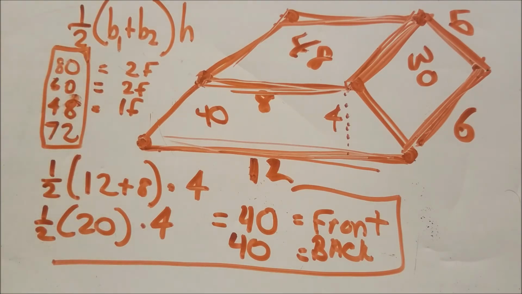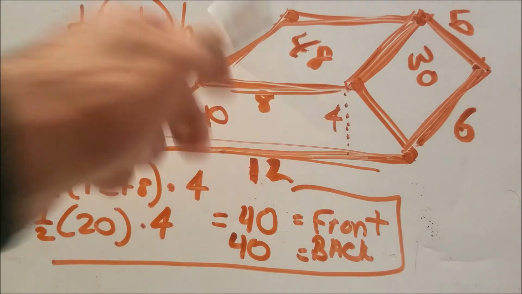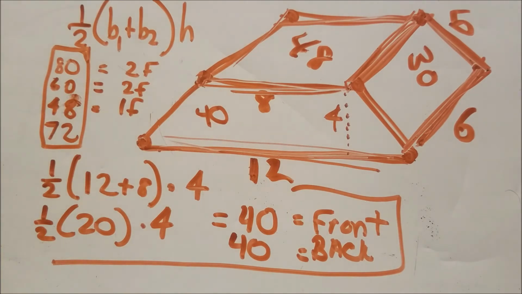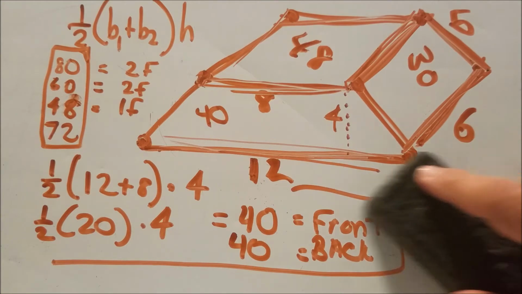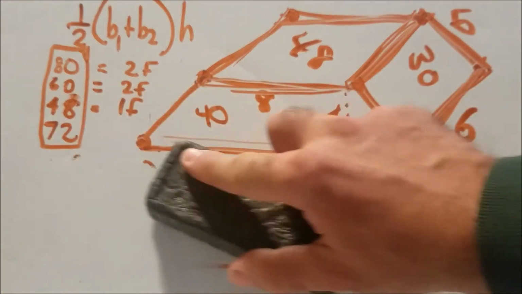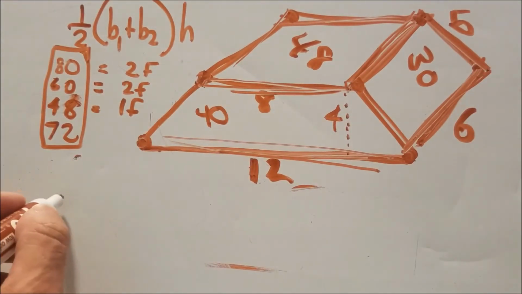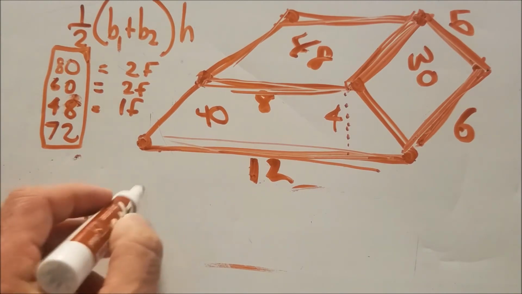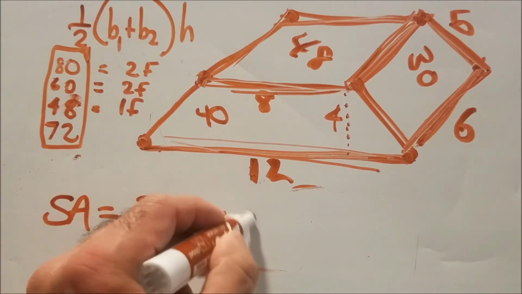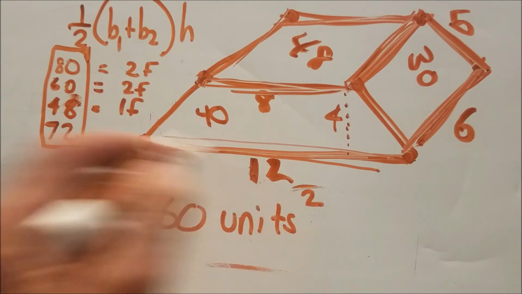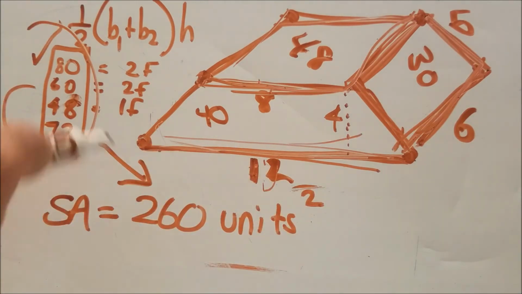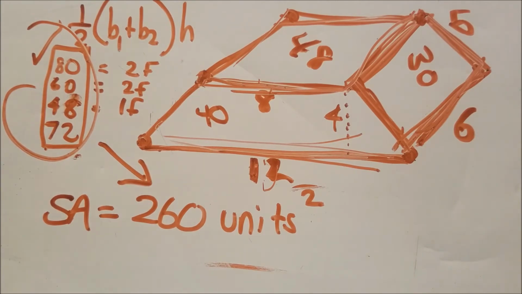So what is the surface area of this trapezoidal prism? The whole surface area is 260 units squared. And remember, area is always squared. What do you think a net would be of this? Can you draw a net of this? Try that.